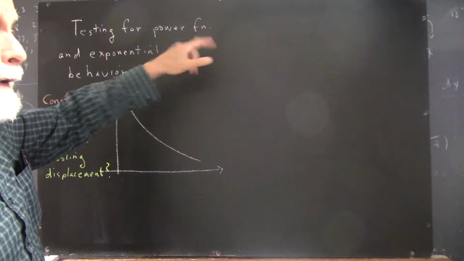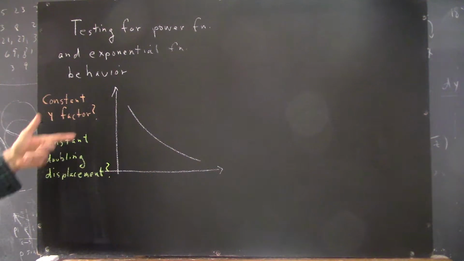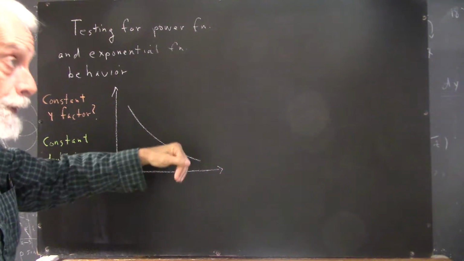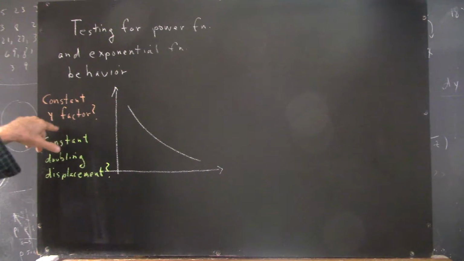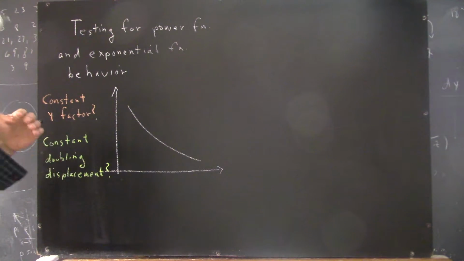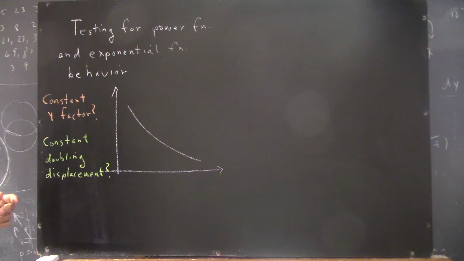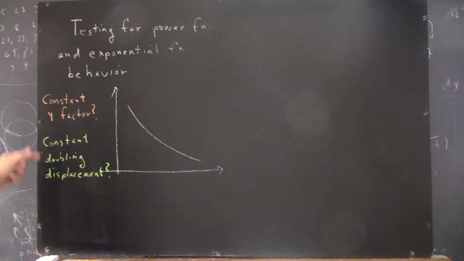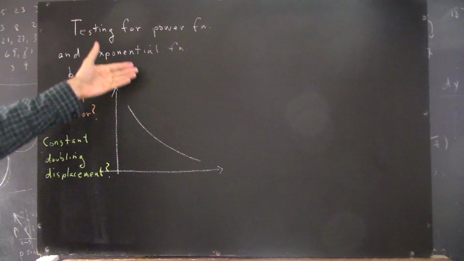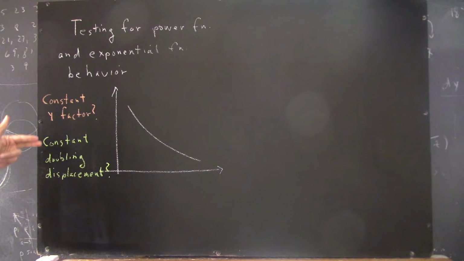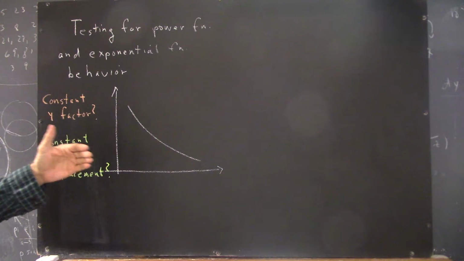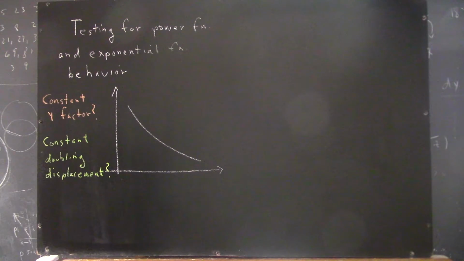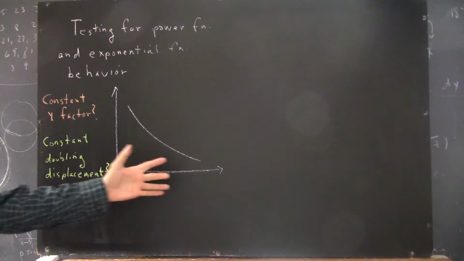Well, we know that a power function has a constant y factor, meaning that if x values double, then the y factor is going to be the same. And the y factor is the ratio of y values. We know that. And if it's an exponential function, then it's got to have constant doubling displacement. So we look for the displacements over which the y values of the graph double, and see if that happens over the same x factor.